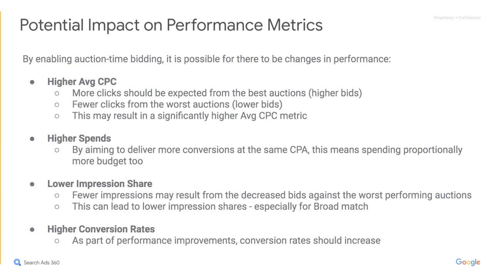Higher spend, why? Because we are trying to deliver more conversions at a similar CPA, so proportionally we will be spending more. Also, impression share may go down, especially for broad match campaigns. This is because bids for worse auctions will be lowered, so we may appear less on those. Don't worry, this is completely normal in your account. But as a result of these three things, what we may have is higher conversion rates. As part of these performance improvements, conversion rates will increase. Also, spending more, as we said.